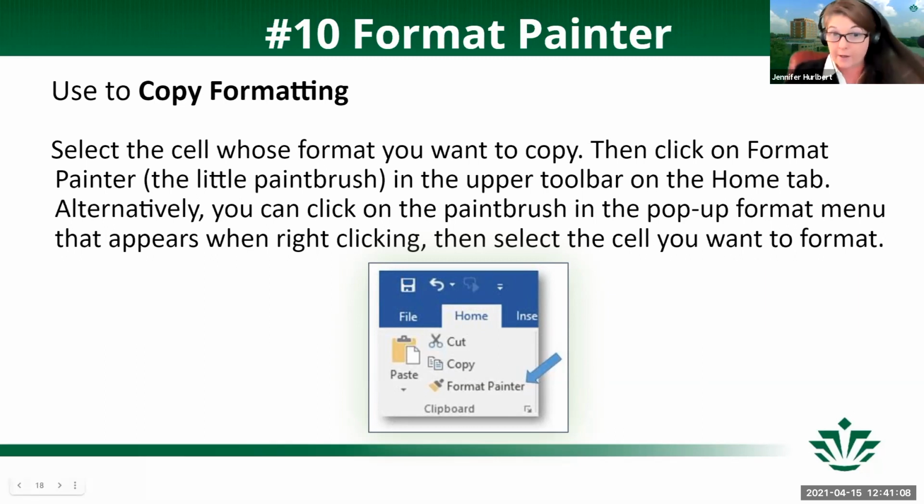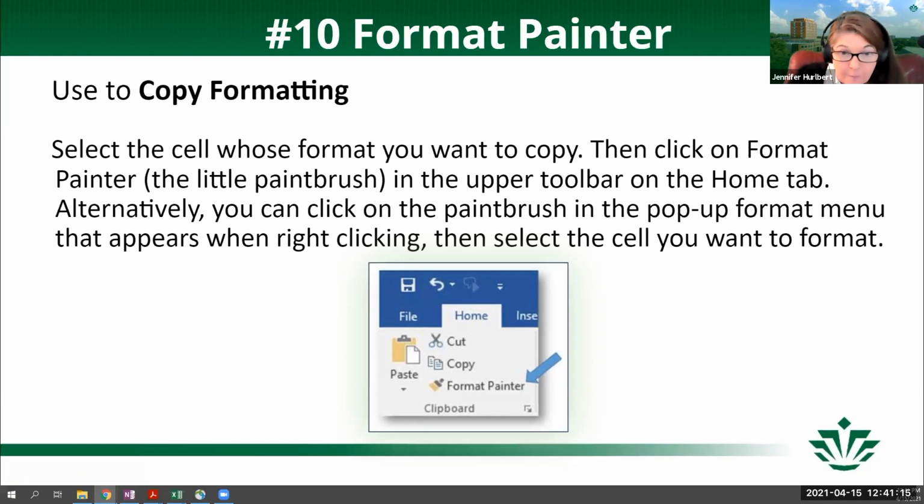what I would do is click on a cell with a format I like. Then I would go up to my home screen and click on this little paintbrush guy, Format Painter. And then literally you just paint across all of the cells that you want to have that same format.